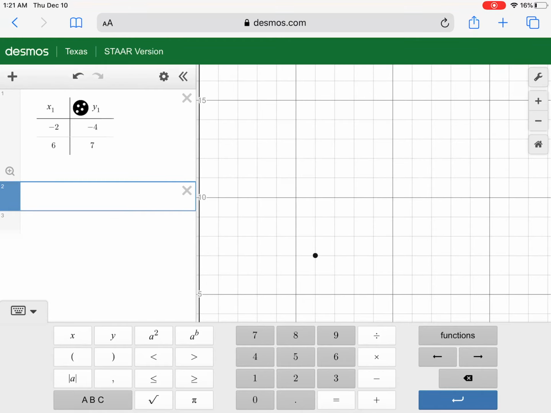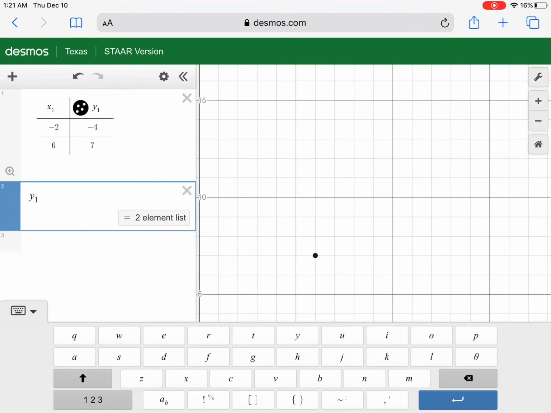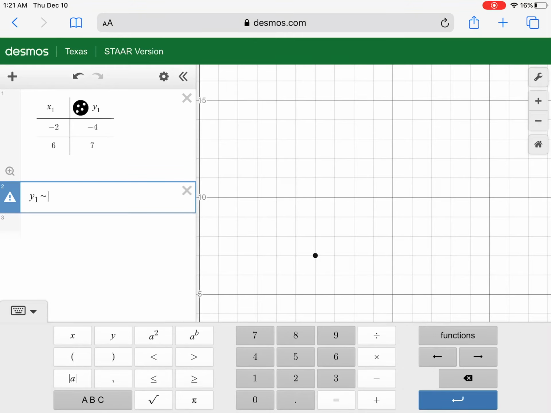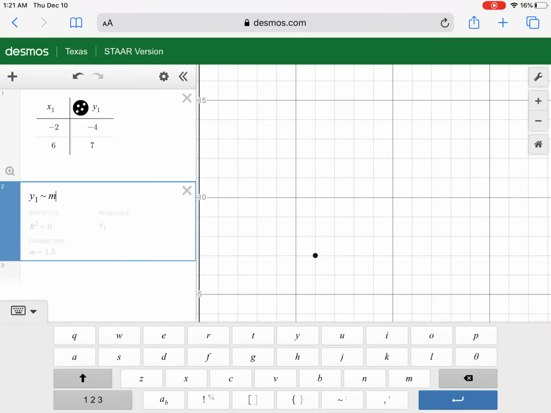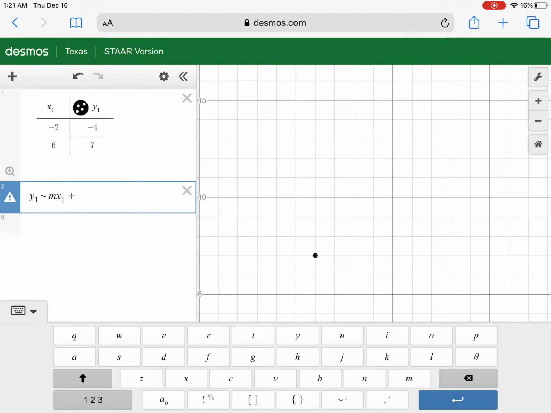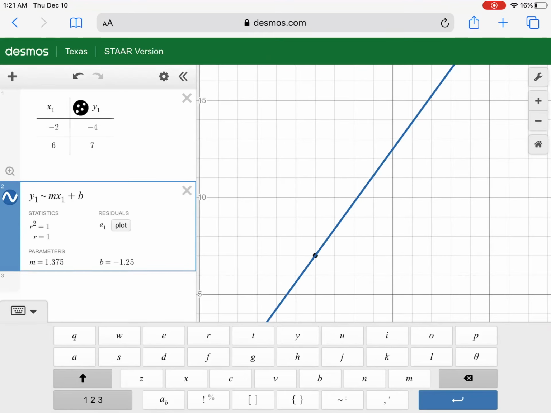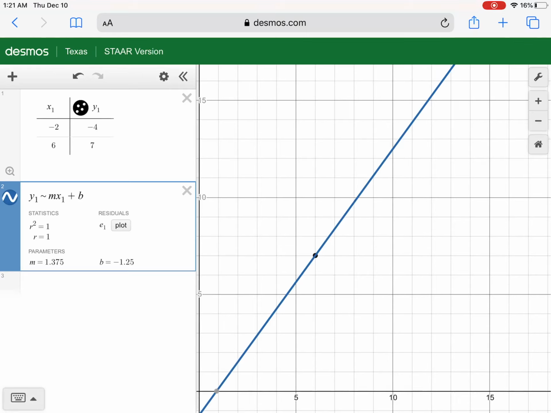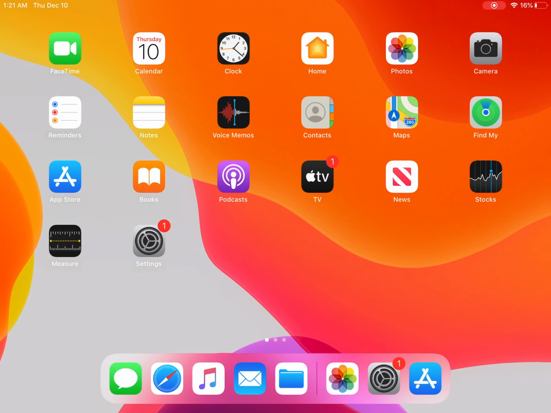So now the equation of a line that we've used all year is y1, and then you have to use this little squiggly line, which is on your keyboard in the top right corner, and then mx plus b. But we have to write it carefully. y1 ~ mx1 plus b. There you go. So now my slope, or my rate of change, is the m. It says it right here. It's ugly, but it's correct. 1.375. So the correct answer is 1.375.